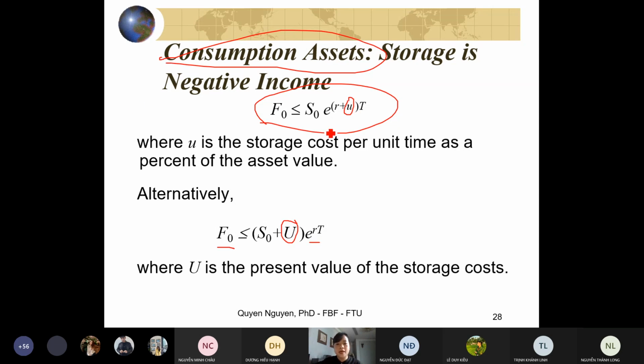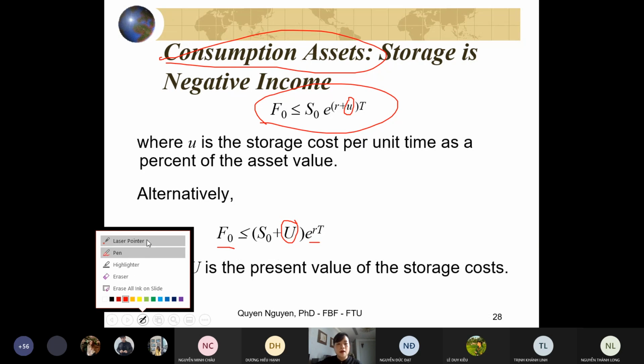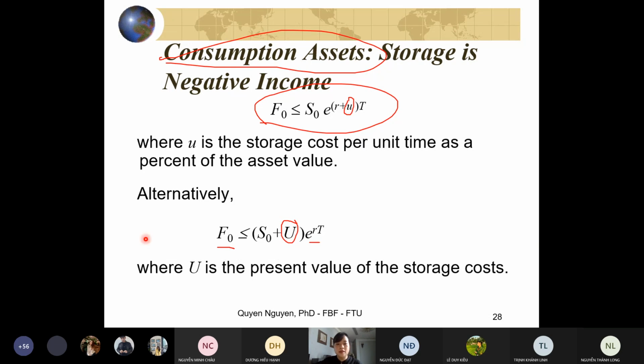Let's pay attention to this part a little bit. Normally, when you see the formulas, between the two parts of the formula, you can see F0 is equal to S0 multiplied by e to the power of (r plus u), all of them multiplied by T.